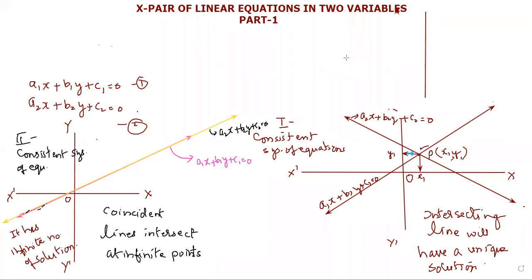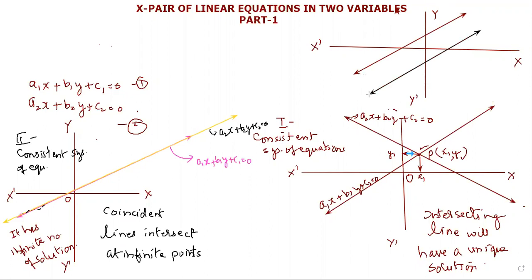Third one: what is the possibility of the third? Two lines can be intersecting, can be coincident, and can be parallel. Correct. So if two lines are parallel to each other, suppose this is one line and another line is parallel to this line, like this. Suppose this has the equation a1x plus b1y plus c1 is equal to 0, and the other is a2x plus b2y plus c2 is equal to 0.